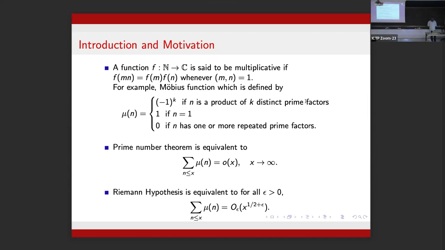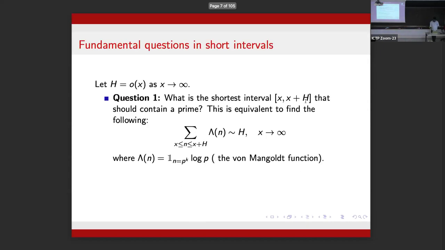The Riemann hypothesis says that the Riemann zeta function has all non-trivial zeros along the critical line, or half line, in the complex plane. This is equivalent to saying that this average, or this sum, has cancellation of about x to the half. This nice cancellation is equivalent to the Riemann hypothesis, but with only some smaller cancellation it is equivalent to the prime number theorem.